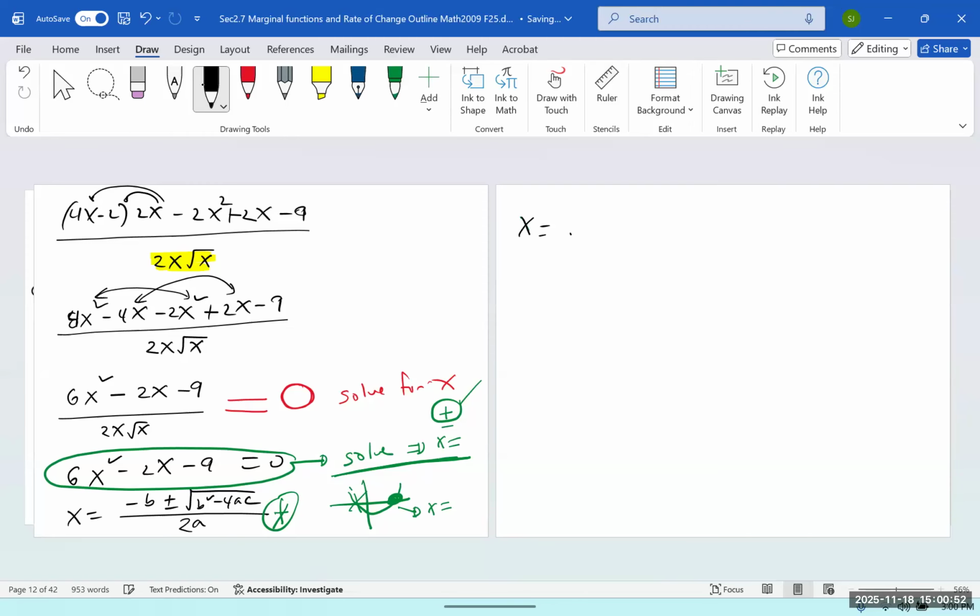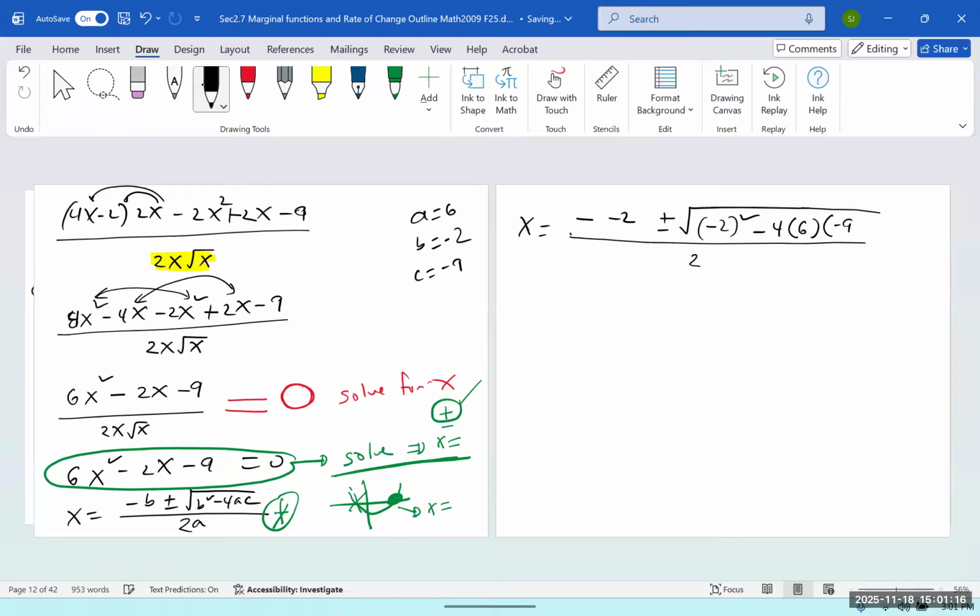We have negative b, so negative negative 2, plus minus negative 2 squared. Our a here is 6, b is negative 2, and c is negative 9. So negative b plus minus square root of b squared minus 4 times a times c, whole thing divided by 2 times a. So you get 2 plus minus 4.